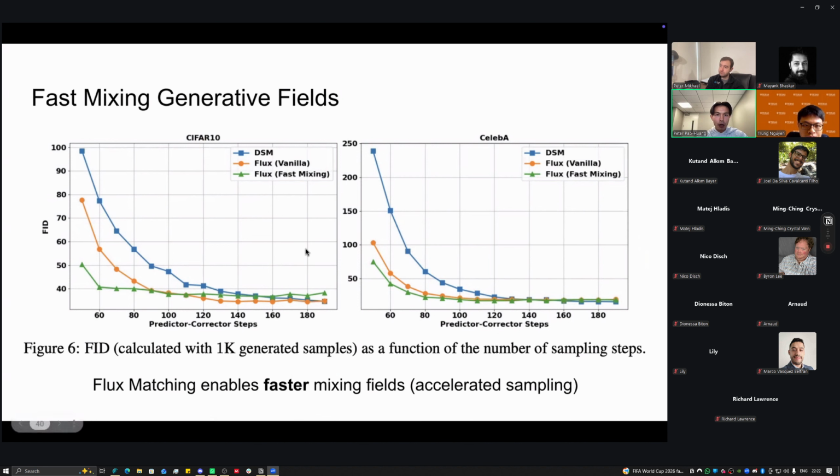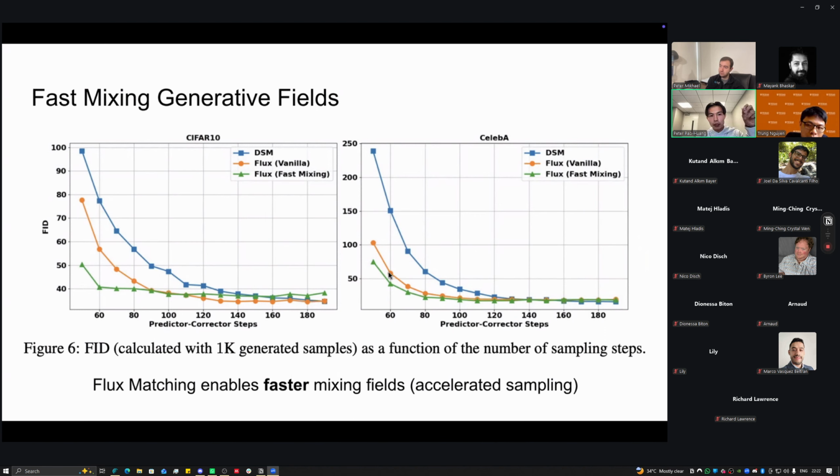And we show here on CIFAR10 and CelebA again, where the x-axis is the number of sampling steps and the y-axis is the FID. The fast mixing version of Flux is able to decrease FID with a lot fewer sampling steps compared to the vanilla version of Flux, which is just unconstrained flux matching, and also compared to DSM. And we see the same thing with CelebA, except the difference between the vanilla version and the fast mixing version is not as dramatic.